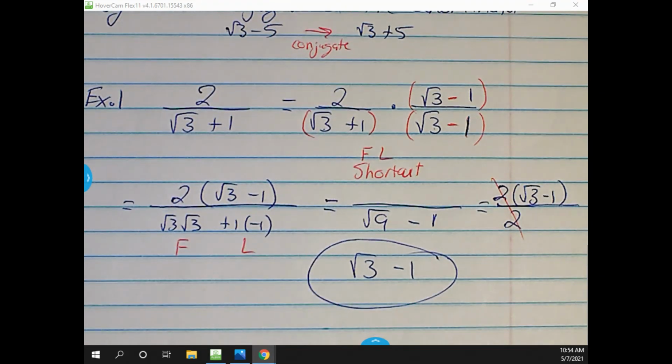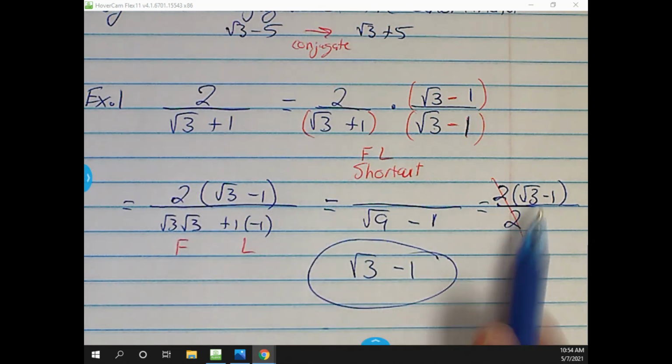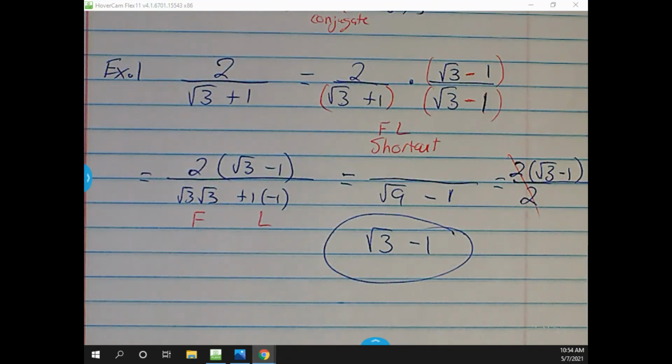Okay, and somebody's like, well, what if I do distributed property and I get like 2 square root of 3 minus 2? Well, if you put that answer in, it's going to tell you, well, your answer is correct, but you need to put it in simplest form. So it's going to tell you, hey, you've got everything correct. You've got to do some cancellations on this thing to make it work out.